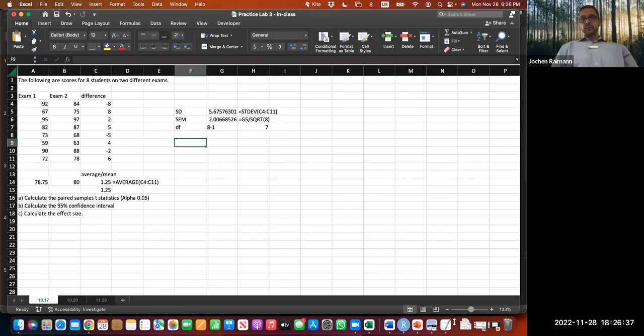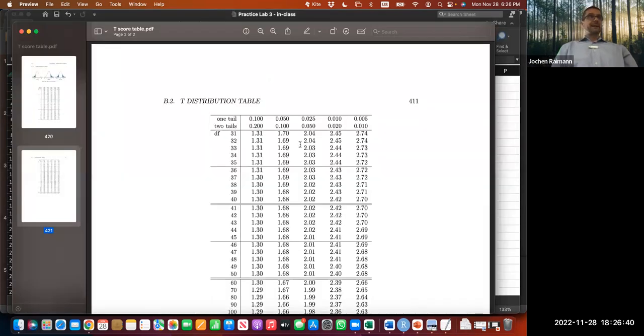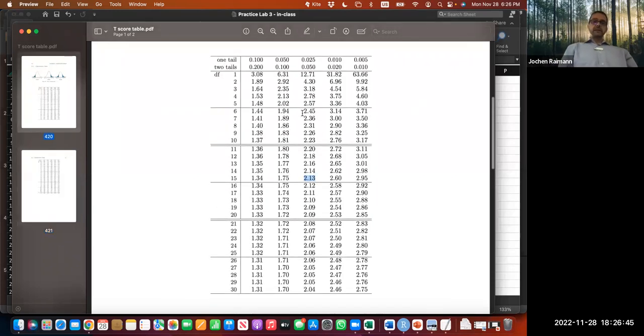If you have a degree of freedom of 7 at an alpha level of 5%, you determine the critical value to be 2.36. Why? Because we have degrees of freedom of 7. We go in the row with the corresponding degrees of freedom, and we take the column with a two-tailed alpha of 5%. At a degree of freedom of 7 it is 2.36. Right? We've done that. That's it.